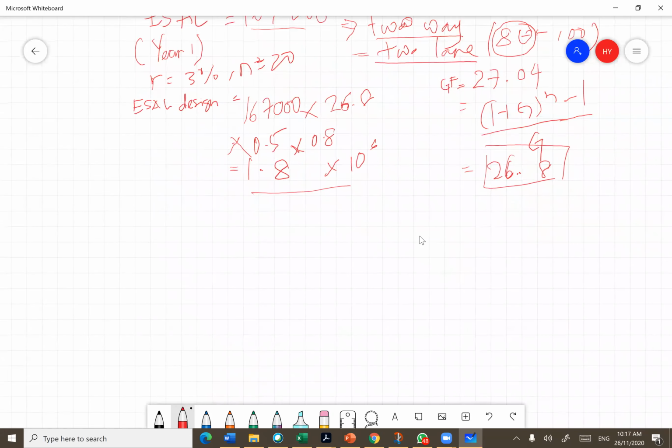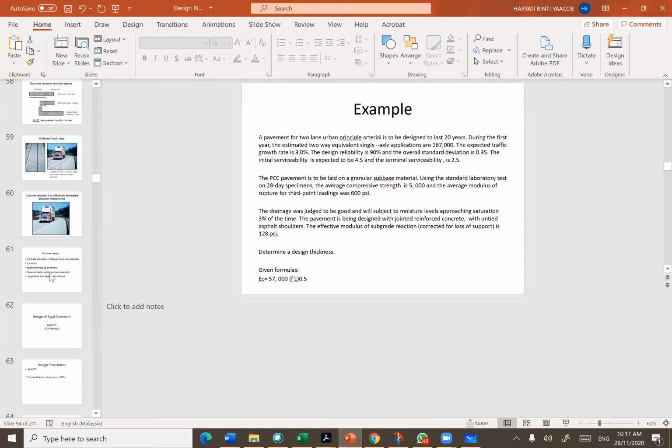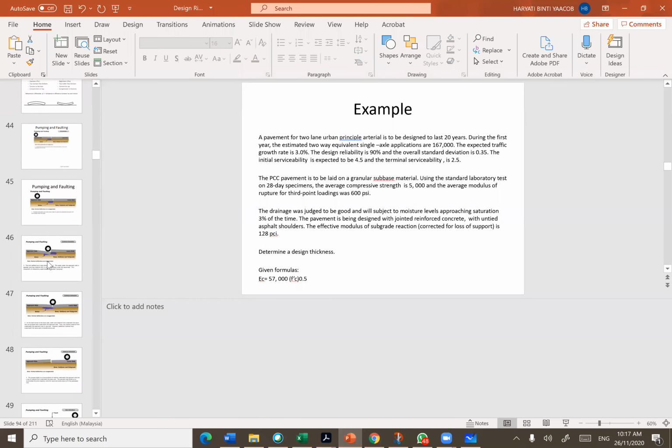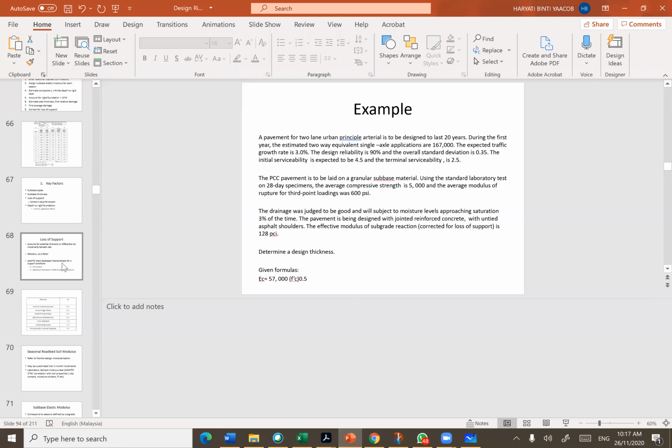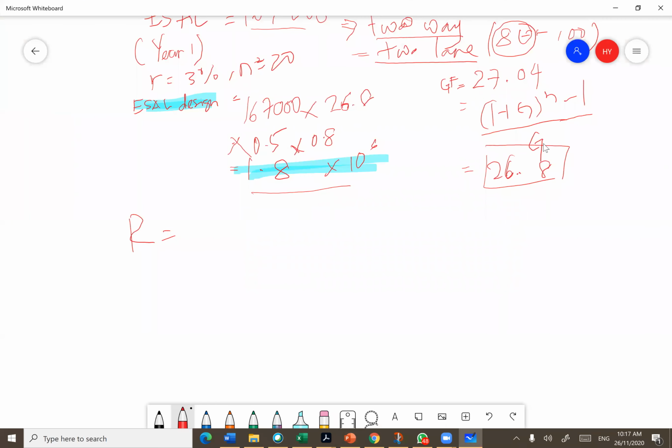So what else can we get from the question, guys? Reliability. What will be the reliability? Again, you need to pick from the table. But in the question it has already stated 90%. So the reliability is 90%. If it's not given, you need to refer to the table.